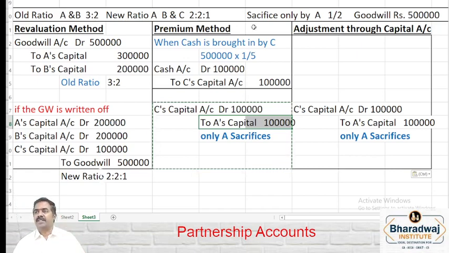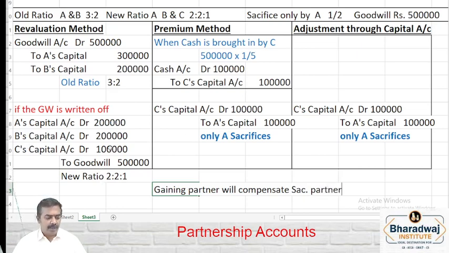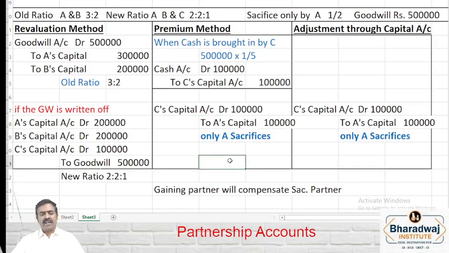The person who gives compensation is C. The gaining partner will compensate the sacrificing partner. The logical thing you have to understand is: the gaining partner will compensate which partner? The sacrificing partner. Who's the gaining partner? The new partner gains. So C will compensate A. Why not B? B's position, old also 2 by 5, new also 2 by 5. He is not gaining or sacrificing anything. He will not give or get compensation. Here, who's getting compensation? The partner who sacrifices. And the gaining partner compensates which partner? The sacrificing partner. I repeat the explanation once again.